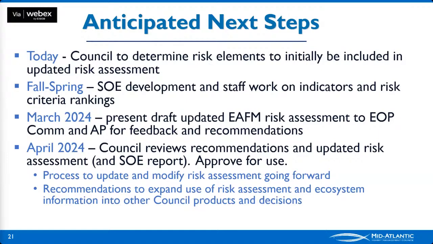Technical staff, myself, and the folks from the Science Center are already starting to develop the 2024 State of the Ecosystem. A lot of the indicators that are in our State of the Ecosystem feed right into our risk assessment. So we'll take all of the feedback that we get from you all today, the feedback that we've received from the committee and AP, and we're going to work on those indicators and the risk ranking criteria. The plan would be to present a draft updated risk assessment to the EOP committee and AP in March of next year, and get final feedback and recommendations, because maybe once you see the indicators and the risk ranking criteria that we have for a particular element, you think it's not ready yet. So maybe we want to drop a risk element that we are thinking of including now. Maybe we want to drop it once we see all of the information.